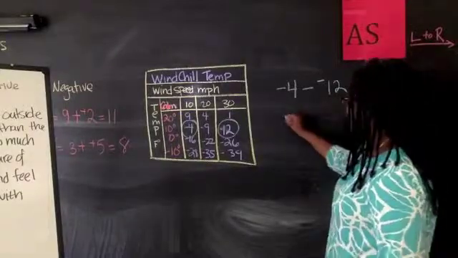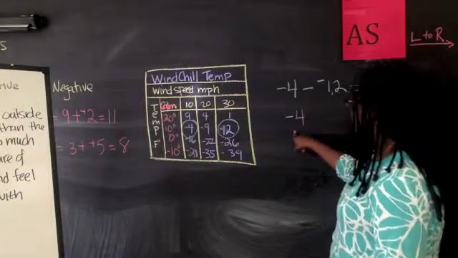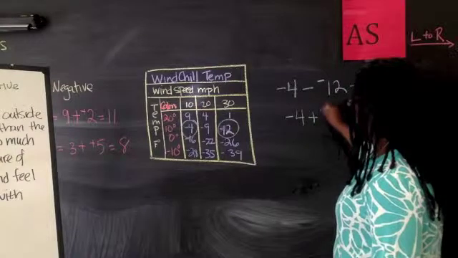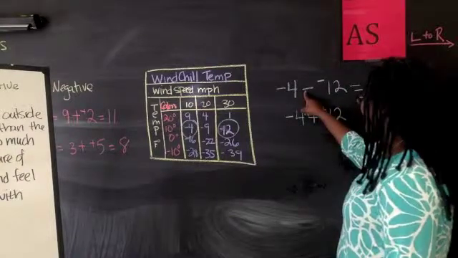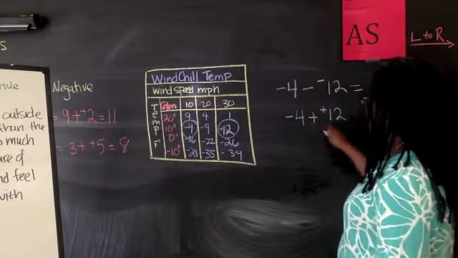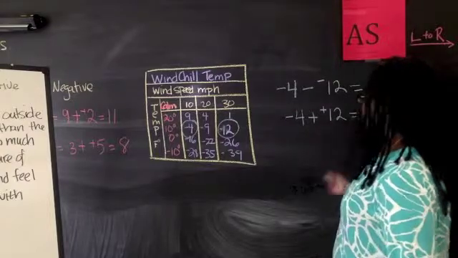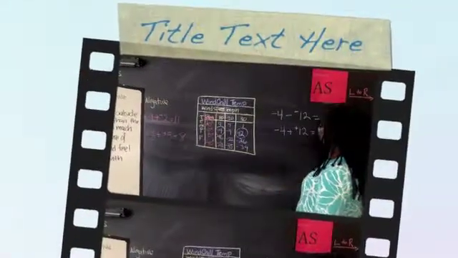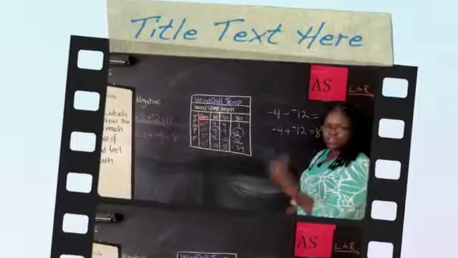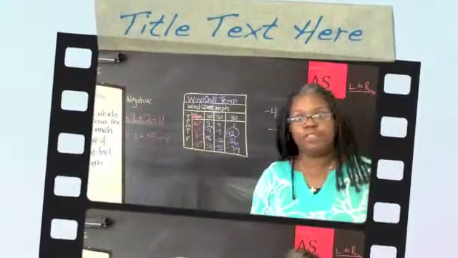We're going to do what we did last time. Keep, change, change. So I'm going to keep this first term the same, change this, and then change that. Again, I'm just adding the additive inverse, so I'm adding a positive 12. When I do that, the change in temperature is going to be listed as 8 degrees. So there's an 8 degree change in temperature. And that's pretty much it.